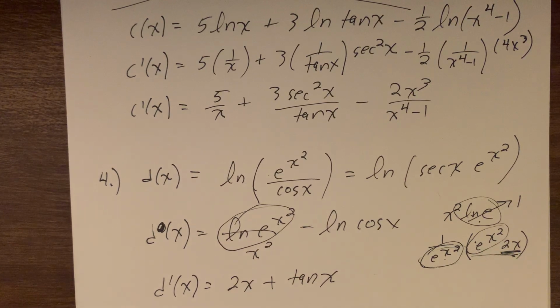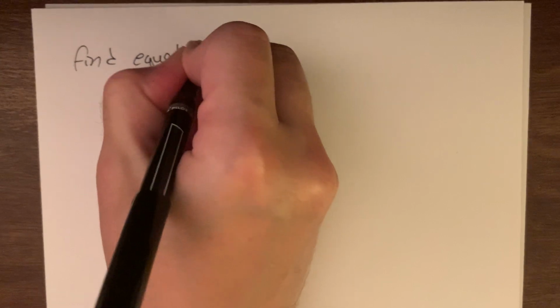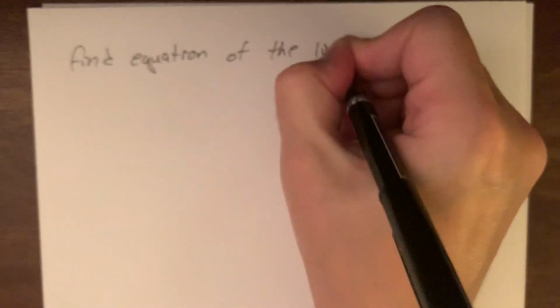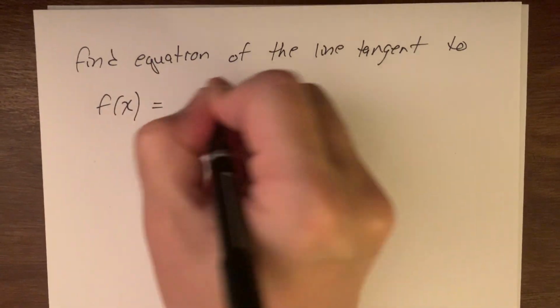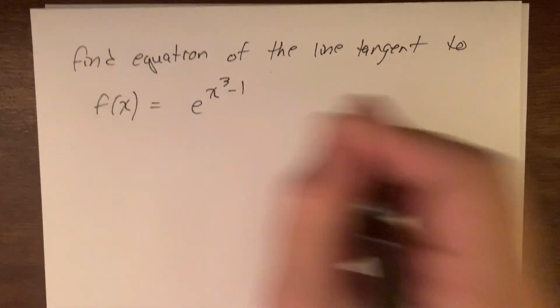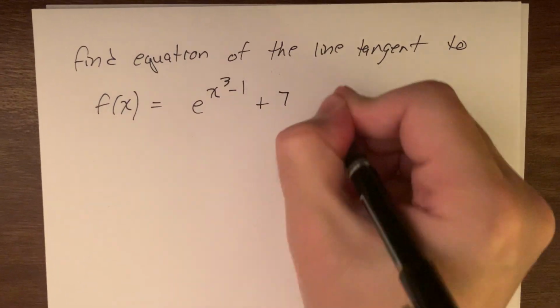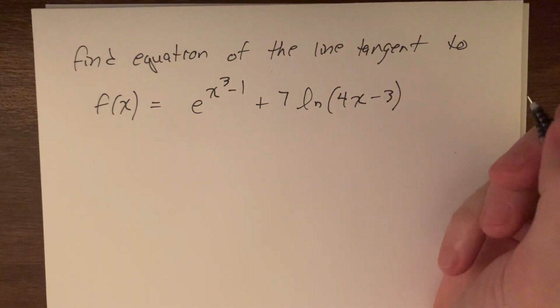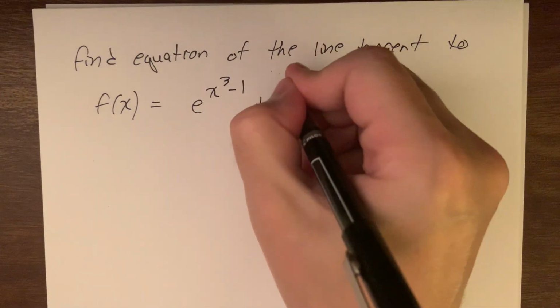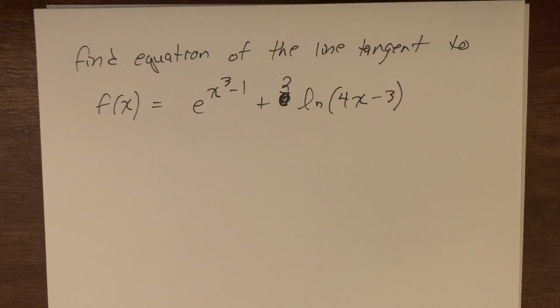Okay, so let's do a couple of problems. Let's use the derivatives as well as getting a little more practice. Let's do a tangent line problem. Let's find the equation of the line tangent to the function f of x. We'll have e to the x cubed minus 1 plus 7 log of 4x, sorry, not plus 7, plus 2 log of 4x minus 3.